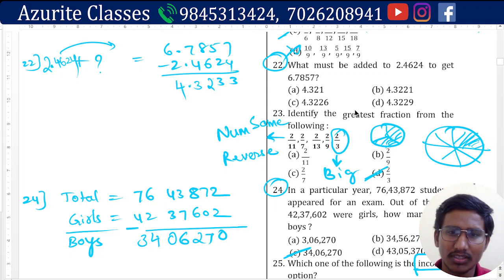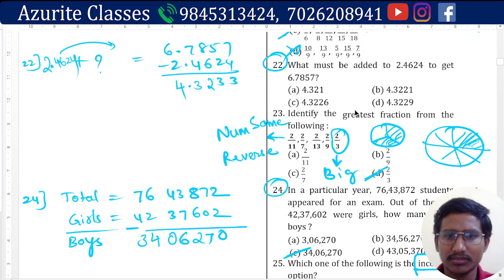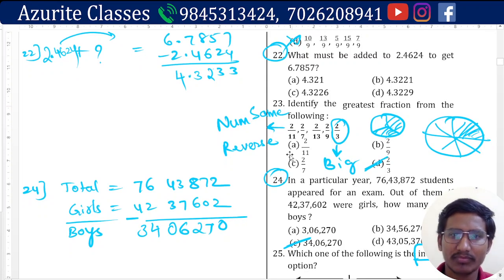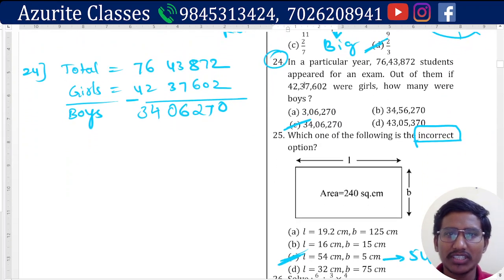Okay, next students, we will do the next question. Okay, so we did question 23, right? We will do 24. In a particular year this many students appeared for the exam. Out of them, if this many are qualified, how many were boys? That is girls. Okay, that is girls.